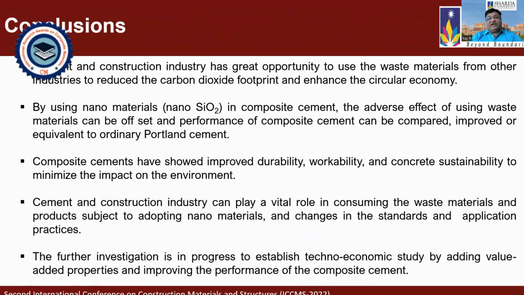So we say that waste material usage can reduce the CO2 footprint of the cement industry. So it improves the circular economy. Using nanomaterials, the adverse effects can be offset and the usage of composite cement in construction industries can increase. This also shows very high durability and workability, and all sustainable concrete can be produced. Cement and construction industries can also play a very important role by using this waste material from industry, which can avoid dumping or landfilling into the environment, which has further advantages.